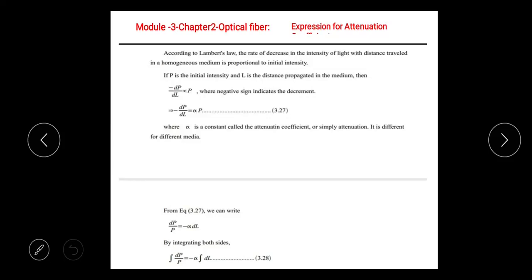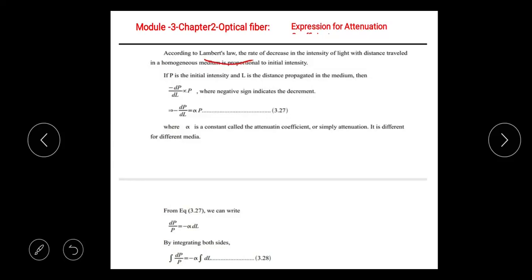Hello students. In the last class you studied attenuation. Attenuation is a loss of power suffered by the optical signal as it propagates through optical fiber. Now we will derive an expression for attenuation coefficient by using Lambert's law.